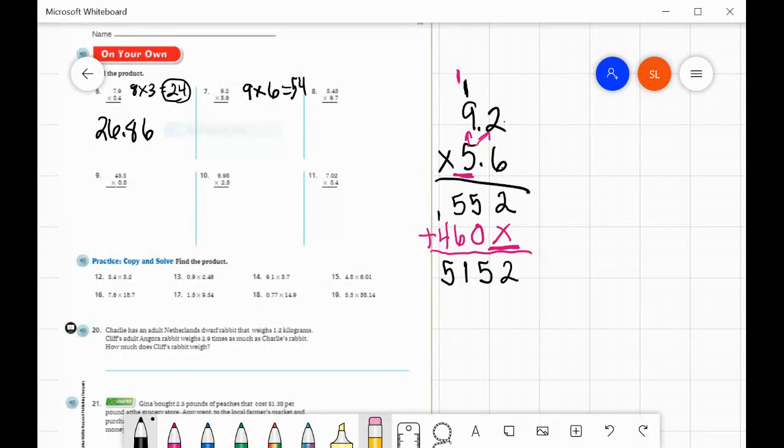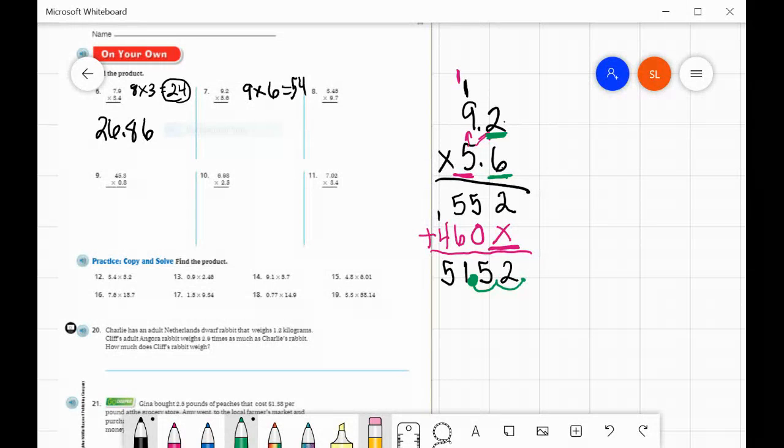And now we come back up and we take a look at how many digits there are behind the decimal. We have 1 digit behind this decimal and 1 digit behind this decimal. 1 and 1 is 2, so we're going to move our decimal place over 2. All right, the decimal is here, and we're going to move it over 2. 1, 2. So 51.52.